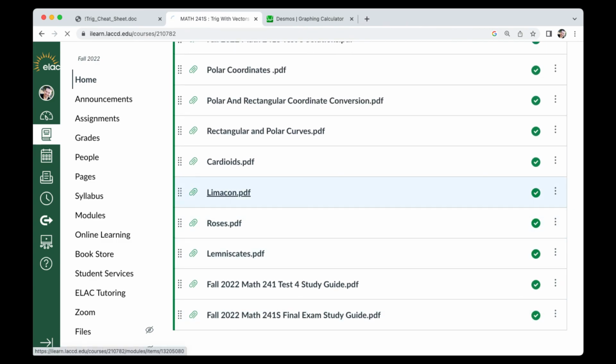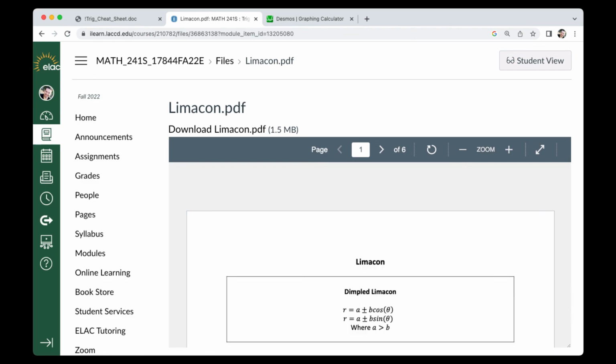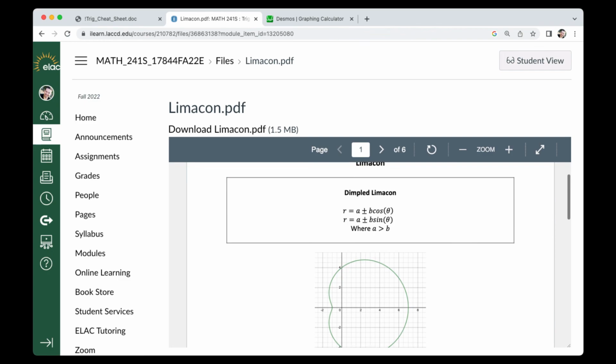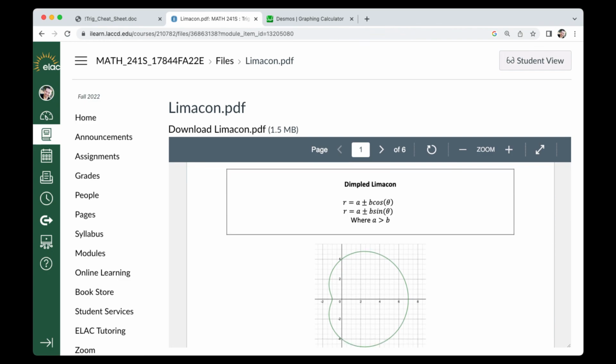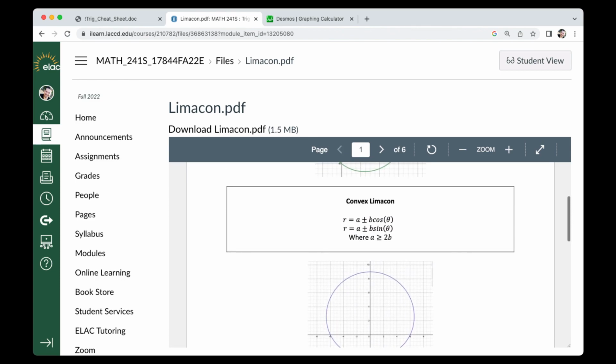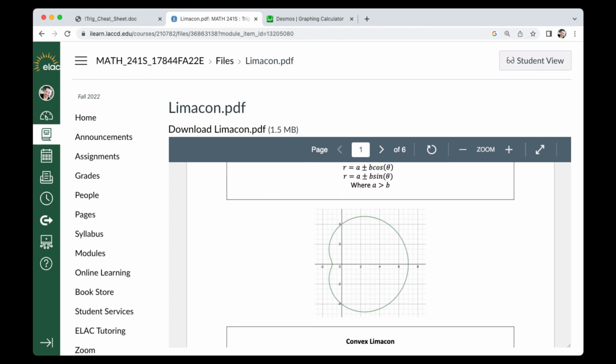It's a limacon. We didn't do the limacons. Okay, see this here? These are limacons. They look like a dimpled, well, there's a dimple there. It's a convex limacon. We didn't do the limacons. You guys can look it over if you like. It's probably easier than all the others. But we didn't cover limacons, so that won't be on test 4.